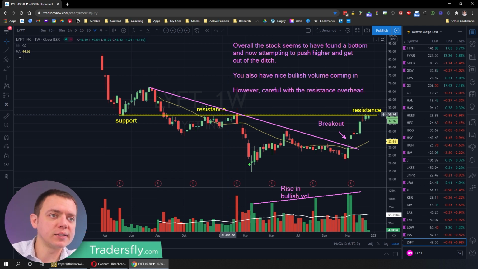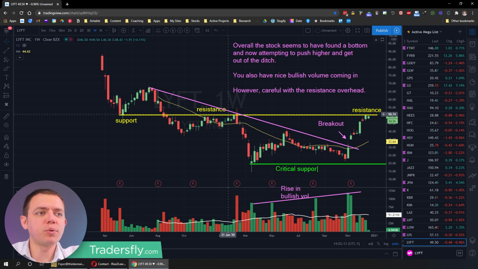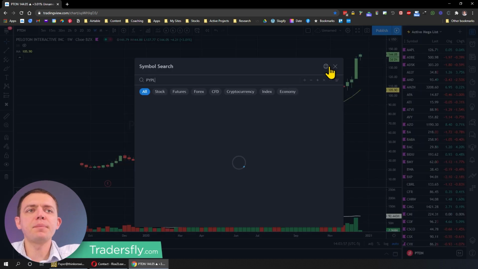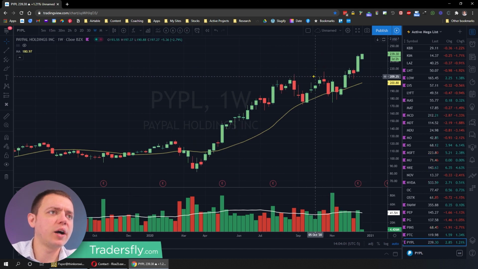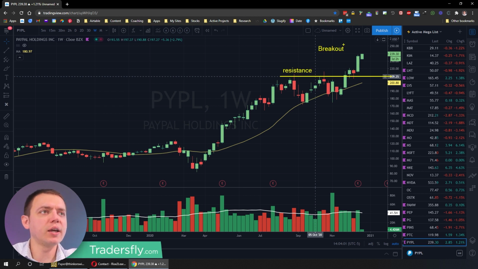When you look at it, this is where your key critical support level is, right around that $20 mark, which is fairly cheap for a stock. PayPal here is another one that continues to fuel into higher prices. So there it is again, resistance breaking out right there. So you can see there's a couple spots where it's attempting to move into higher prices.